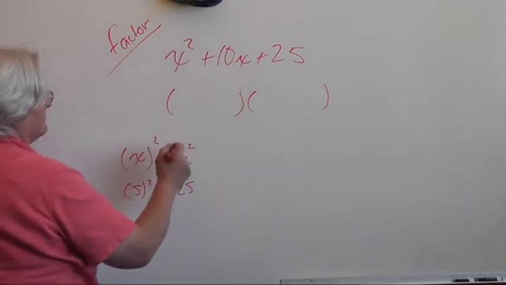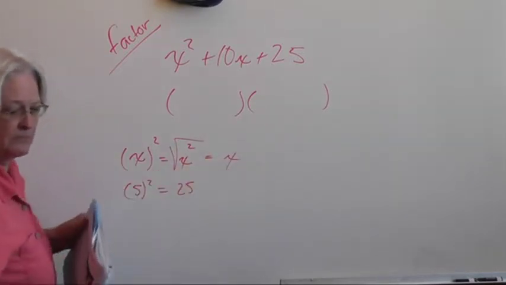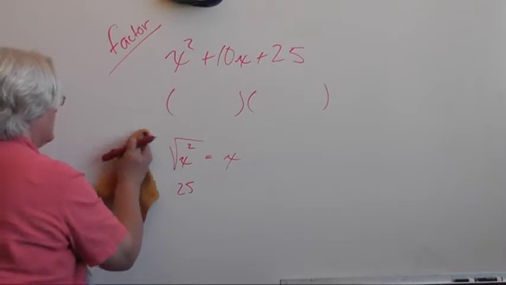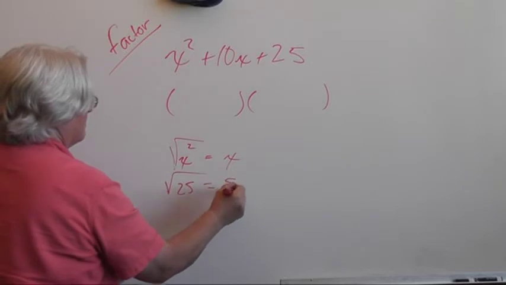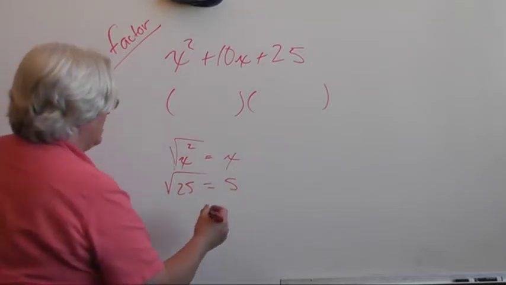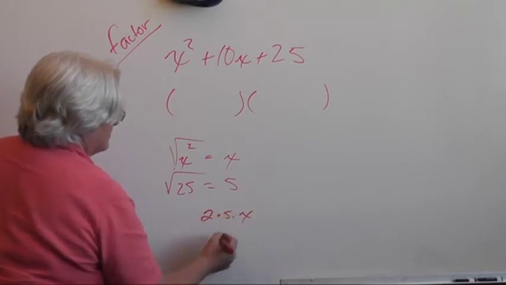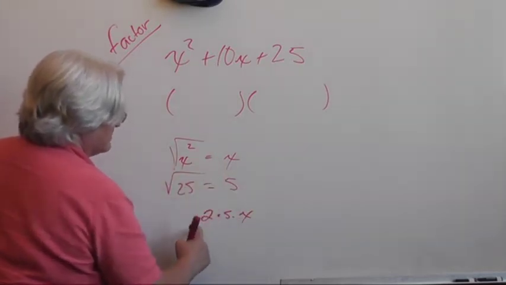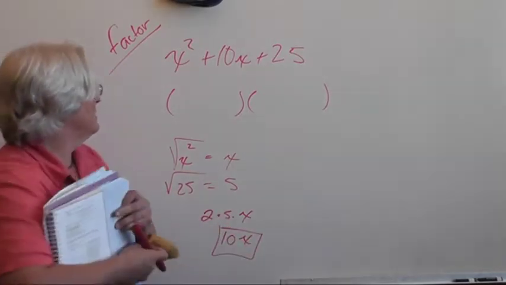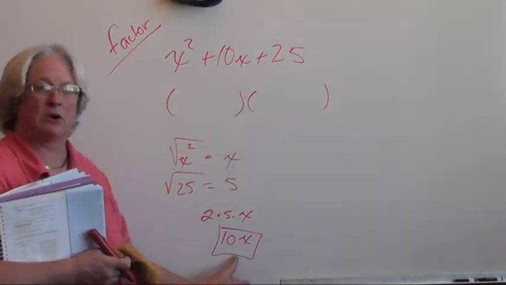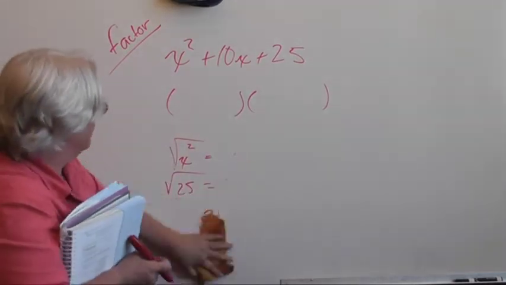So what's the square root of the first term? It's x. What's the square root of the second term? It's 5. Well, what is 2 times the product of the square roots of the first and last terms? 2 times 5, 10x. So, this fits our pattern. x squared plus 10x plus 25 is a perfect square trinomial.